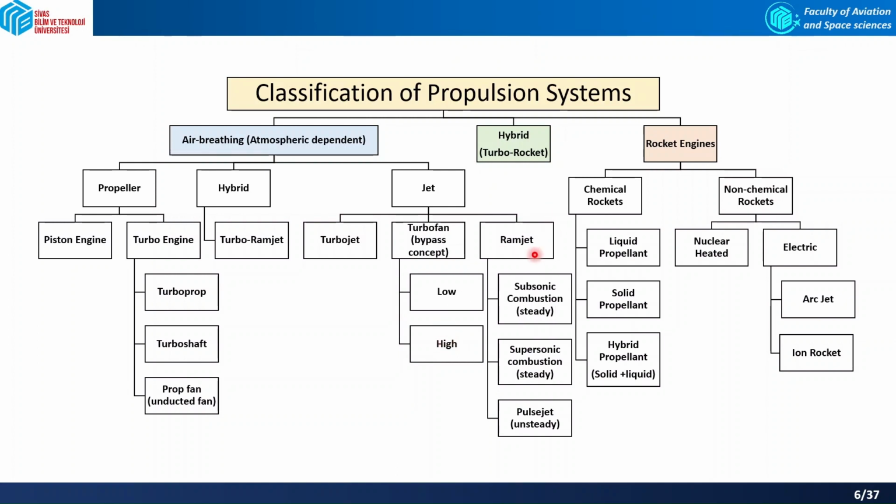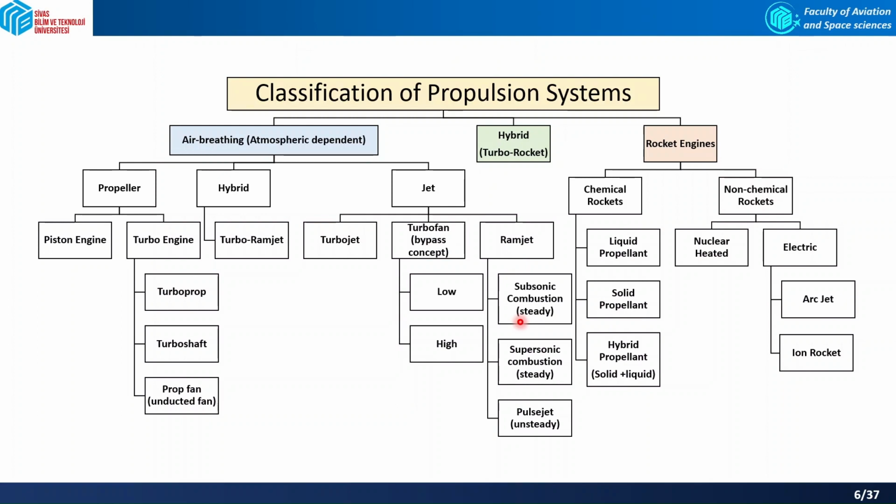And the third classification is the ramjet. A ramjet is actually a jet engine that doesn't include any rotating components. As you saw in the video as well, there are some rotating components like the compressor, turbine, and fan inside the turbojet and turbofan engines, but in a ramjet there is no rotating part.